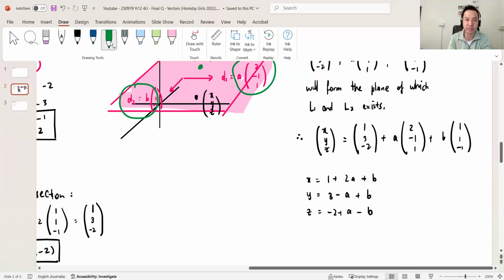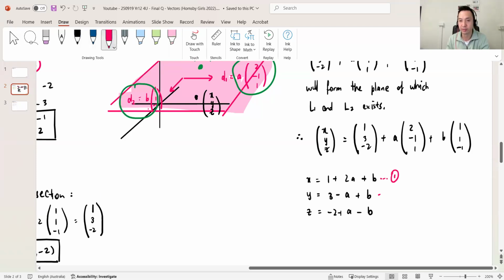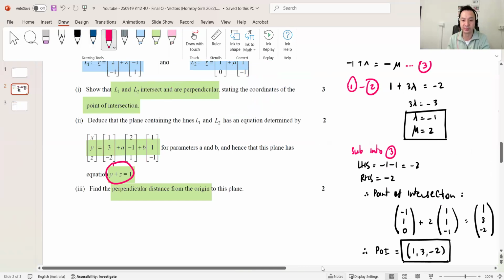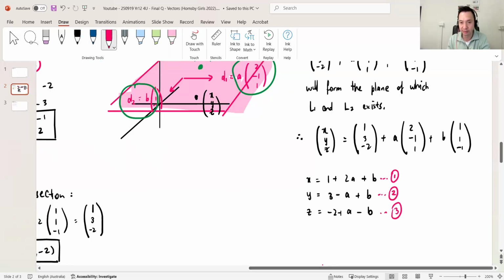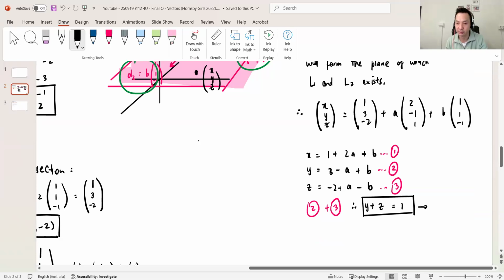Now, you can see that these are my three equations, and I'm actually cheating a little because I know that in the question they're asking me for y plus z. So I'm hoping that if I add y and z, you can see that the a's cancel out and the b's cancel out. So 3 plus -2, therefore y plus z equals 1. And that's my plane, that's the equation of the plane. So pretty straightforward. You can label this equation of plane.